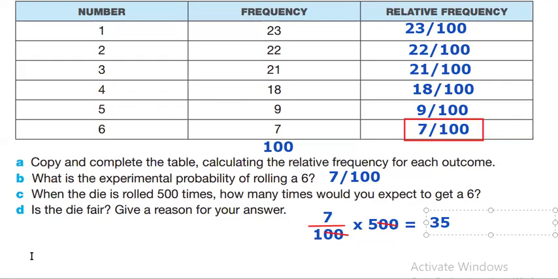Now, let's check this one. Is the die fair? Give a reason for your answer. Now, if you look at the outcomes that we had, these are the possible outcomes. And these are the frequencies or the number of times that we got these possible outcomes. If the frequencies are not the same, this means that the die is not fair. That's the whole idea, okay? That's it for this question.